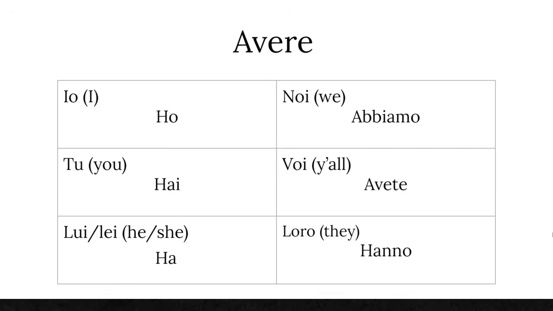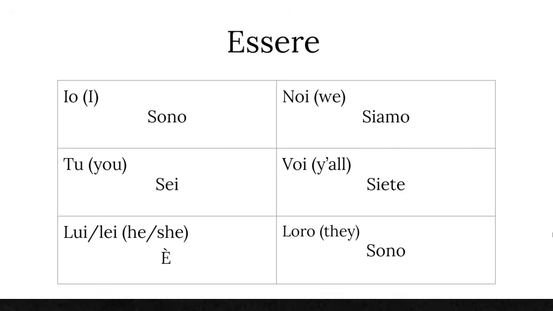Okay? And now let's move to the verb to be. Essere. Io sono. Tu sei. Lui or lei è with an accent. Noi siamo. Voi siete. Loro sono. Okay? Did you remember the conjugation of the verb to have and the verb to be?